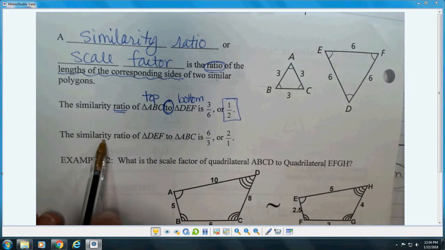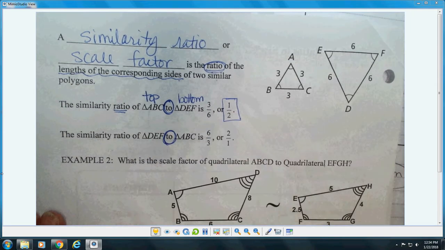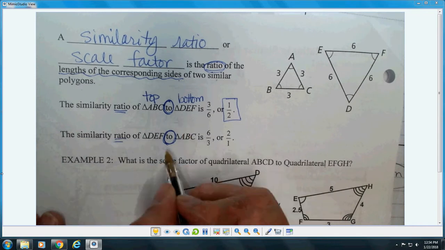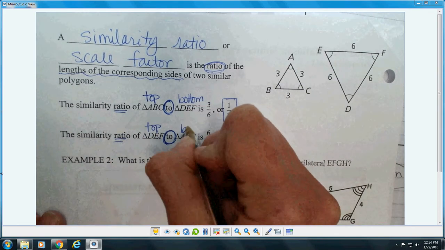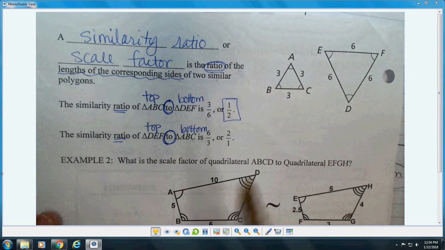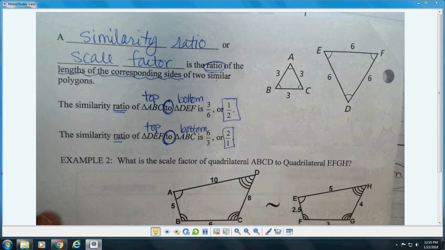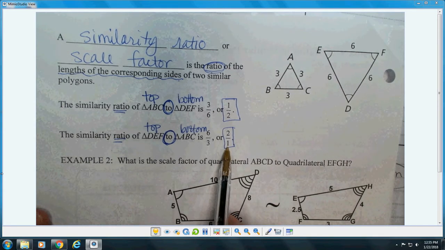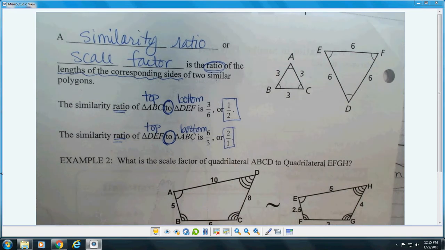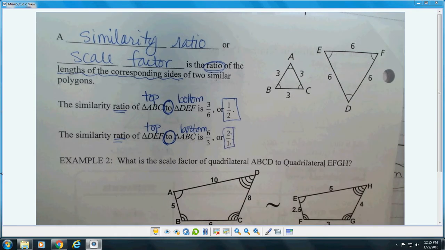So if I want the similarity ratio of triangle DEF to triangle ABC, there's my key word "to" again that tells me it's a ratio. Whatever is first goes on top, whatever is second goes on the bottom. So now it's flipped, it's 6 over 3, which simplifies to 2 over 1. Do I have to leave the 2 over the 1? Yes, because it's a ratio. I cannot just say 2. It has to stay a ratio, comparing two things, 1, 2. So it has to stay 2 over 1.